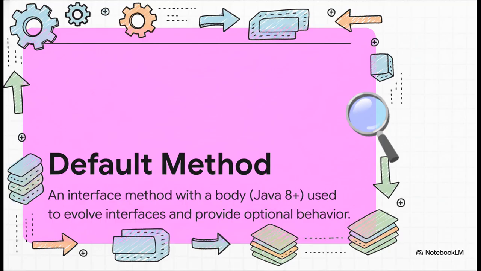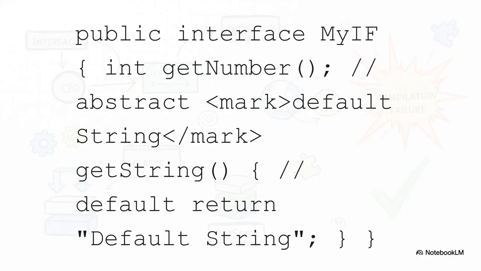This means a class that implements the interface doesn't have to write its own version. It can just inherit the default one and use it right out of the box. And the best part? The syntax is incredibly straightforward. All you do is add that one little default keyword right before the return type. That's the signal to the compiler.